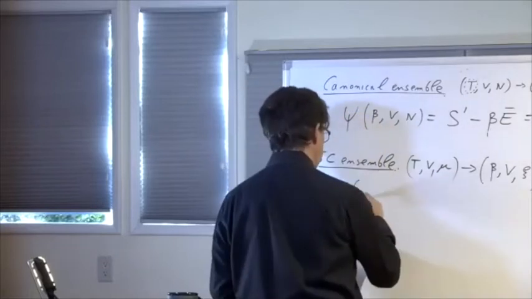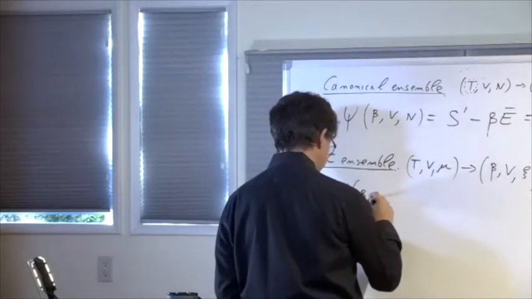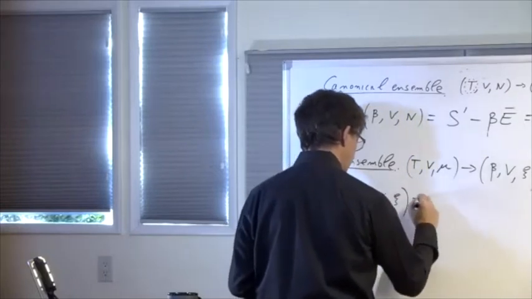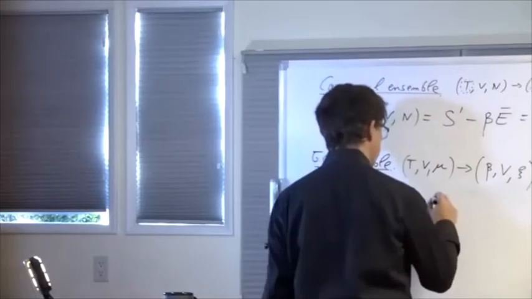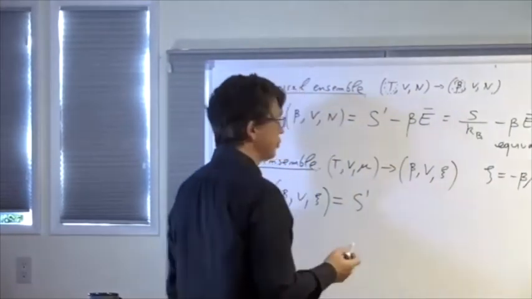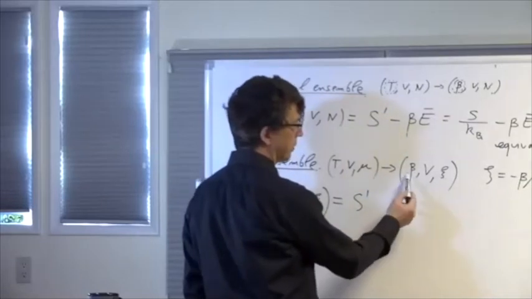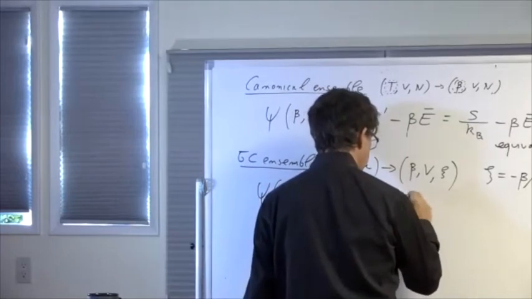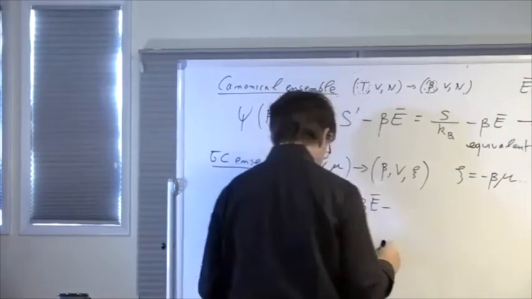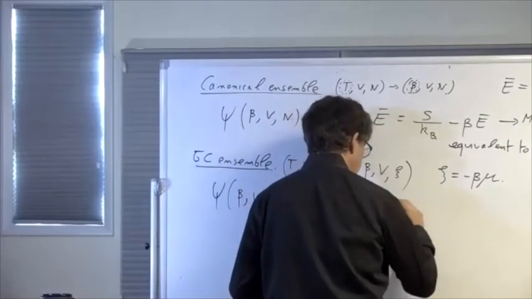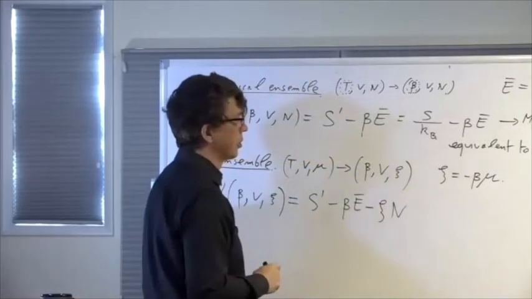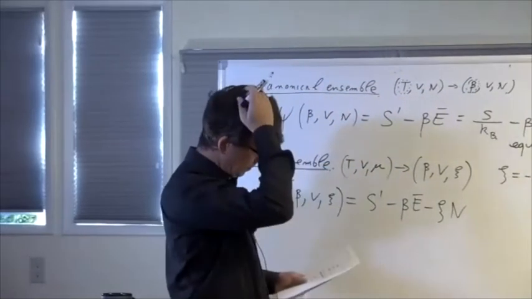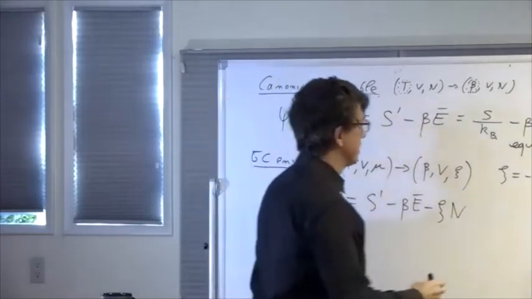Greek letters, right? So the entropy potential psi, as a function of beta, V, and psi, is now a Legendre transform of the entropy with respect to two conjugate pairs, because I work in two intensive variables, one beta, one xi, so minus beta average energy minus xi times n, where n is the conjugate variable to mu, right? The number of particles in the system. And you would maximize this.